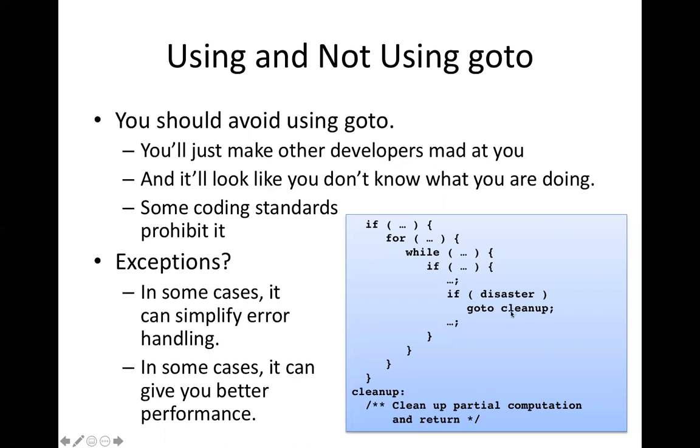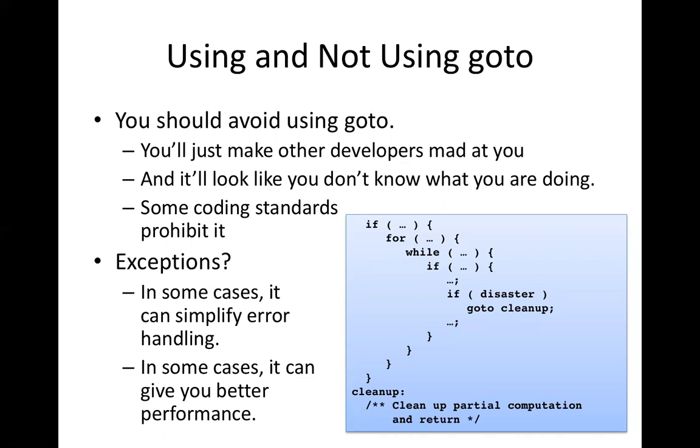Maybe something bad happens in some deeply nested code and you just want to jump to some code that'll clean up and exit. You could put that code all in one place at the bottom, and then no matter how deeply nested you were in this code, if something breaks, you could use goto to jump out of that. I think that's probably one of the best places where you might choose to use a goto.